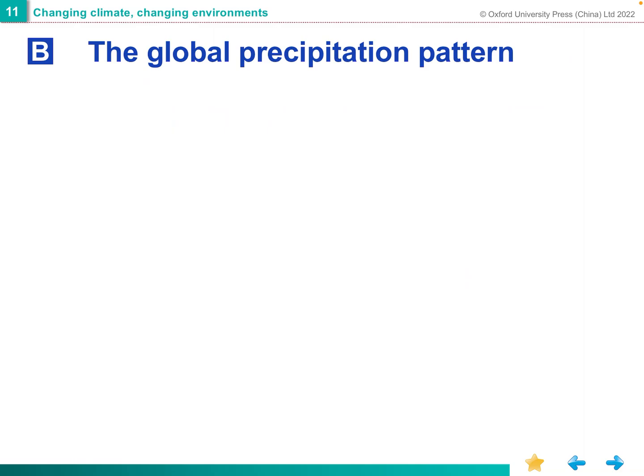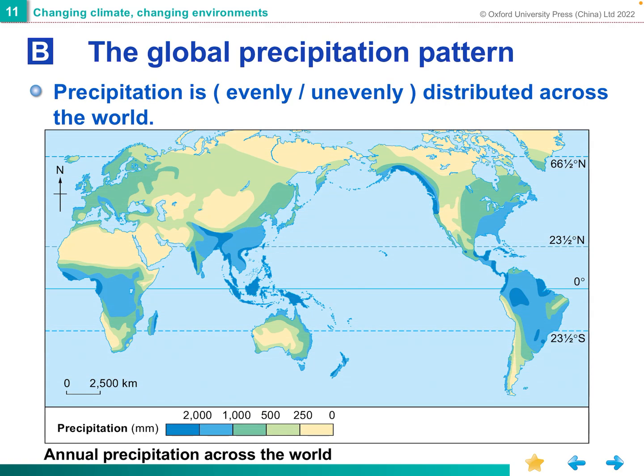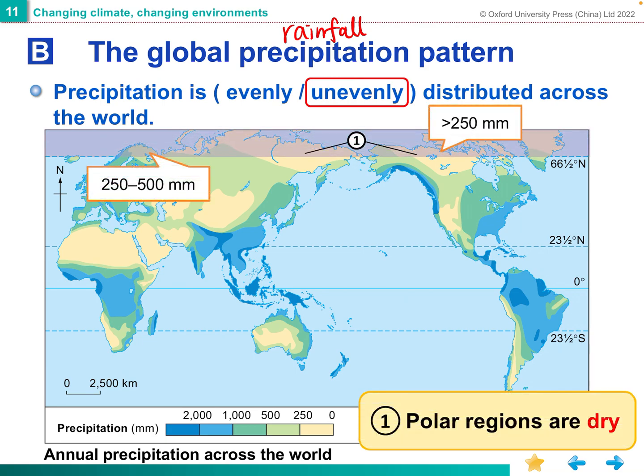So now let's see the precipitation pattern. Very quick. Precipitation also refers to rainfall. In the whole world, the rainfall is unevenly distributed. That means some places have more rainfall, some places have less rainfall. In your textbook, page 7. So in general, we found that the polar region is very dry. They have less rainfall, only 250 to 500 millimeters, very dry.